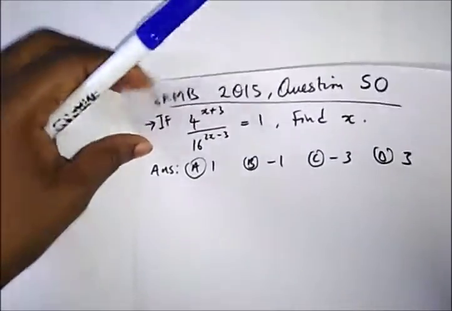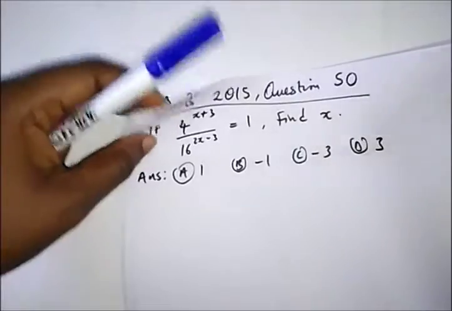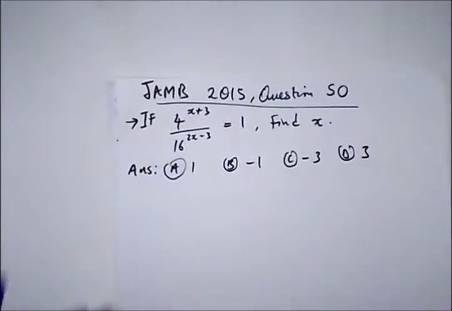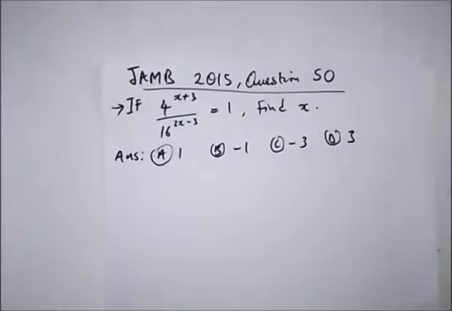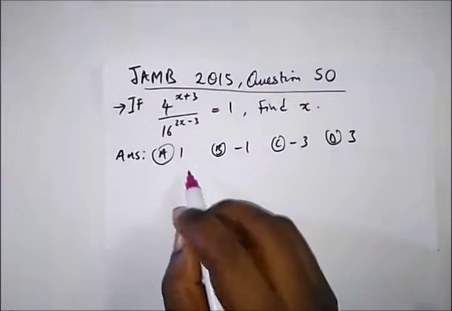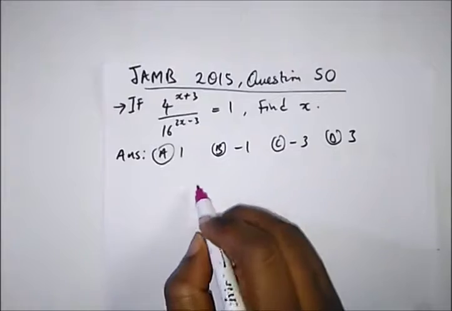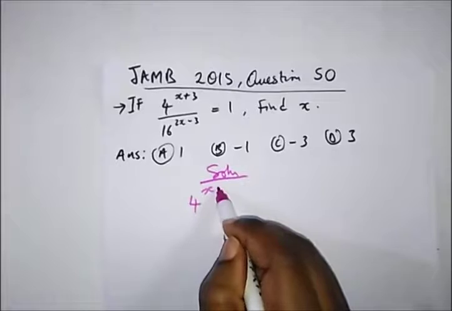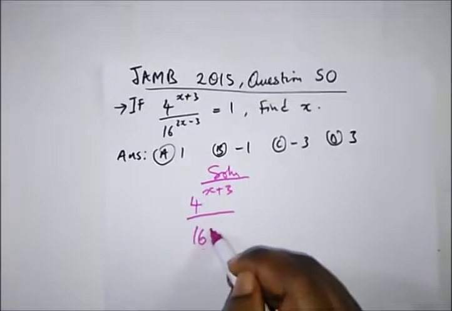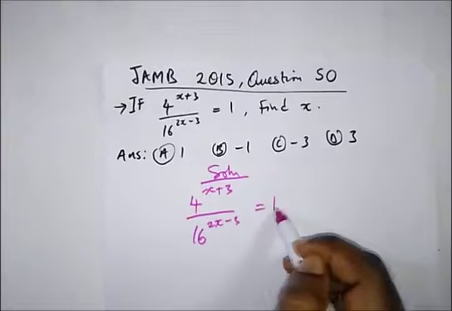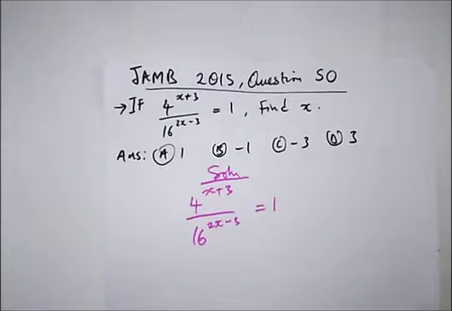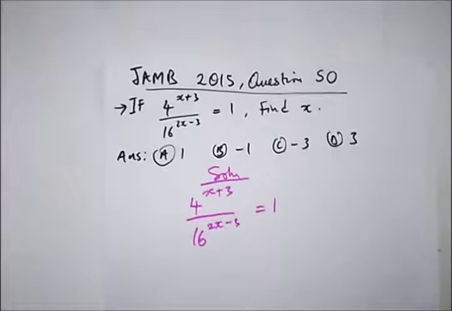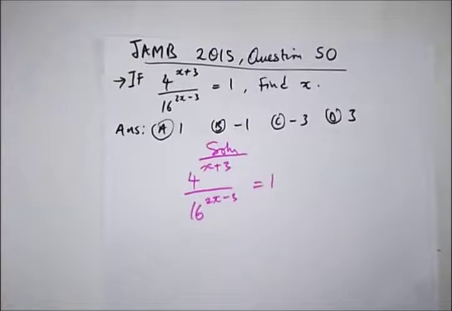Our next question from JAMB 2015. You can also see that indices come out every year. You see a question on indices in JAMB. So this is a very important 1 mark that we must get to pass our exam, and definitely we're going to fly in excellent color if we follow these videos. So here we have 4 raised to the power x plus 3 over 16 raised to the power 2x minus 3 equal to 1. They said find x. And by the way, try to also go through the laws of indices so you can follow these examples of past questions here.